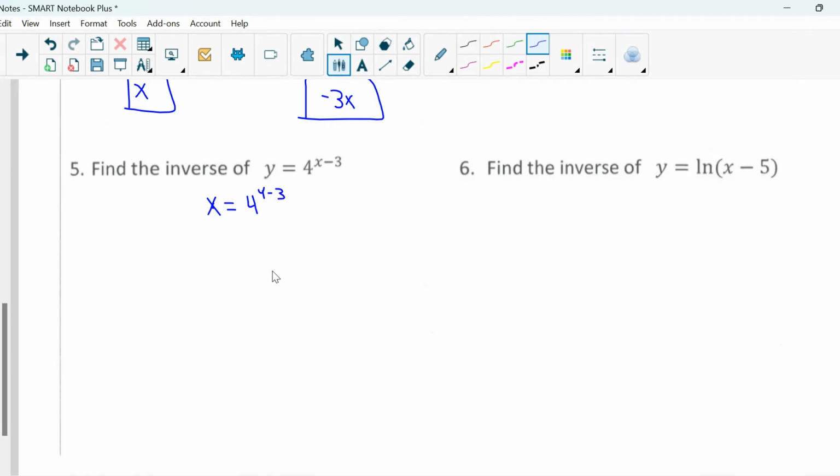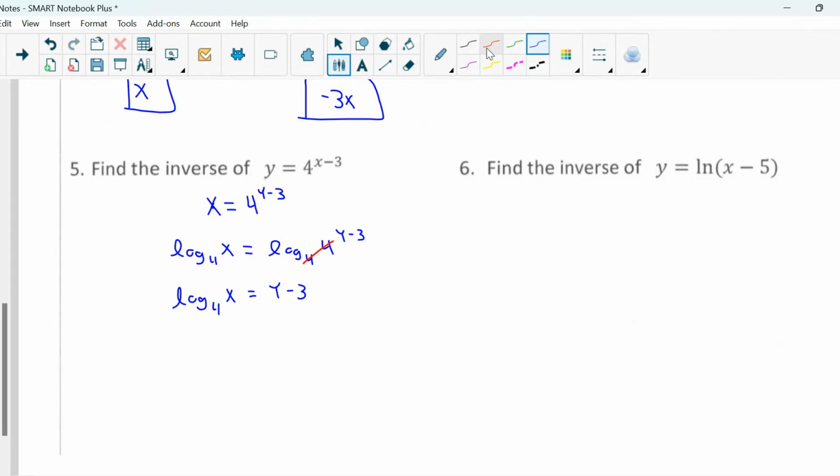So right now I'm in exponential form, so I'm going to want to switch this to a log. Since my exponent has a base of 4, I'm going to use log base 4 of x equals log base 4 of 4 to the y minus 3 power. Once I'm here, both of my bases are going to cancel, leaving me with log base 4 of x equals y minus 3.